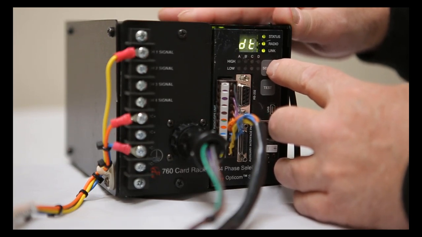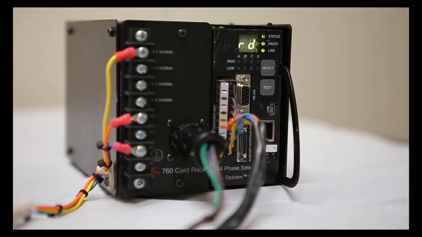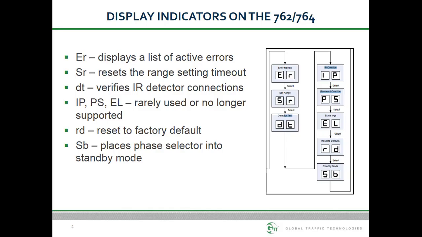The RD is used to reset the phase selector back to its factory defaults. Use this setting if you are moving the phase selector to a new location or something has been corrupted in the phase selector. And finally, SB will put the phase selector into standby mode. In this mode, you will still be able to communicate with the phase selector, but it will not respond to any EVP or TSP requests.